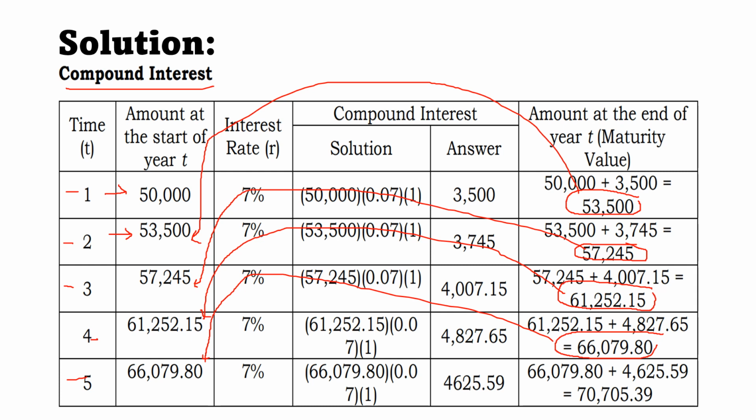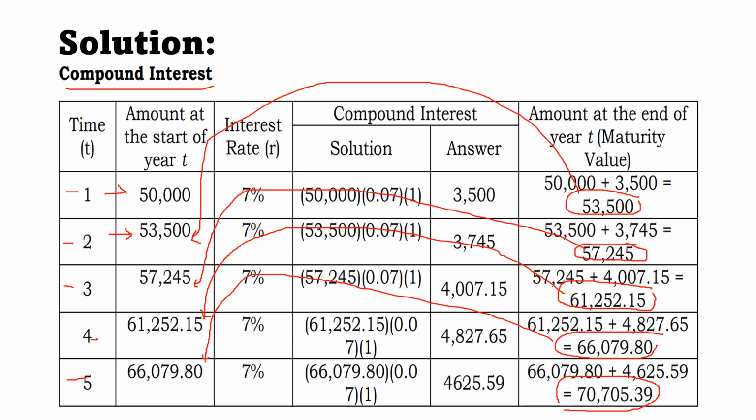And the 50,000 becomes 70,705.39. So it earns an interest of 20,700 plus. So the 50,000 pesos borrowed by Miss Dada from a bank earned 20,000 plus as interest, applying compound interest with the 7% rate of interest.